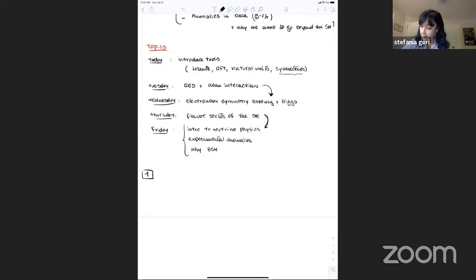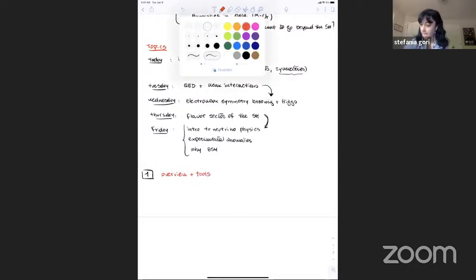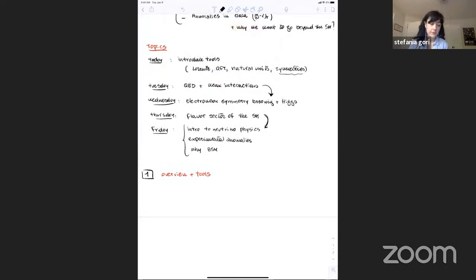Okay. So let's start with our first chapter. So this will be some overview plus tools. This is the chapter of today. So the first thing I want to discuss with you are the fundamental principles of the standard model.